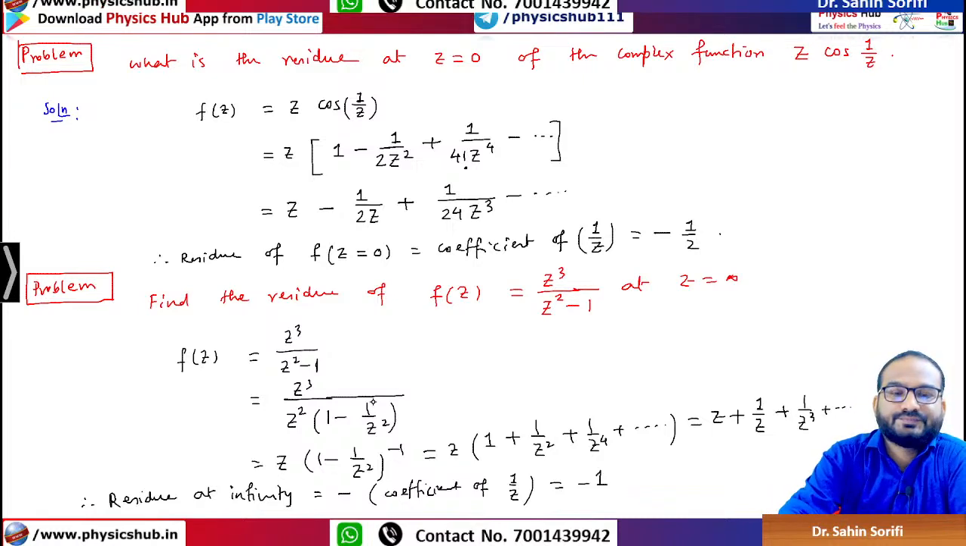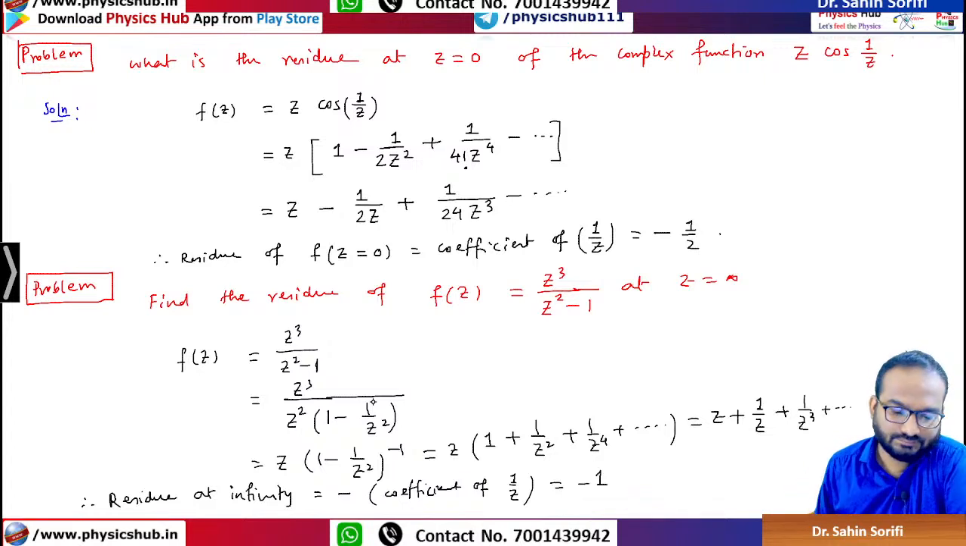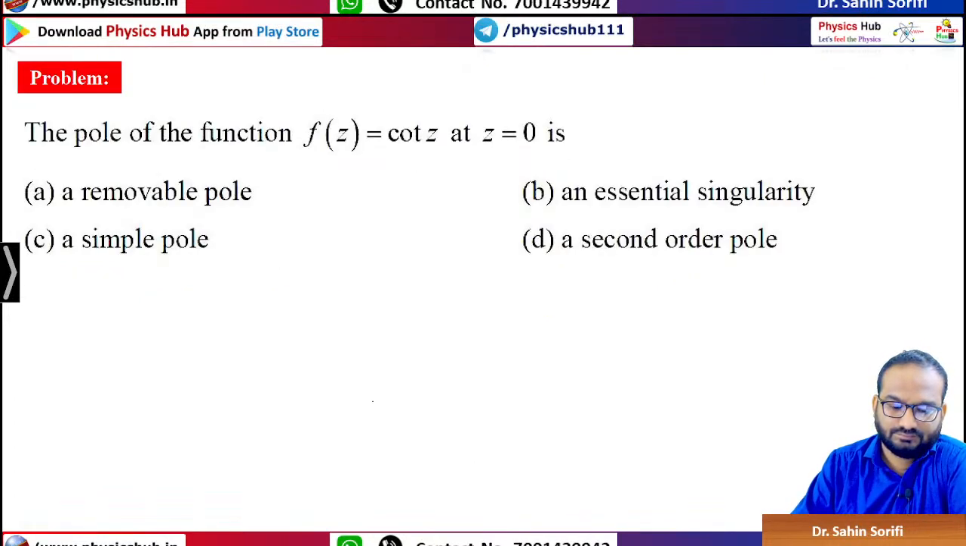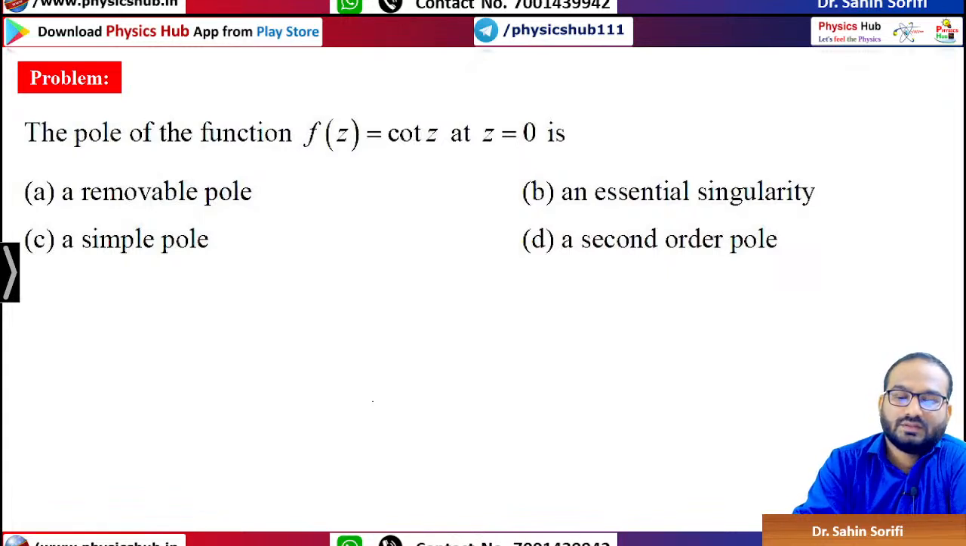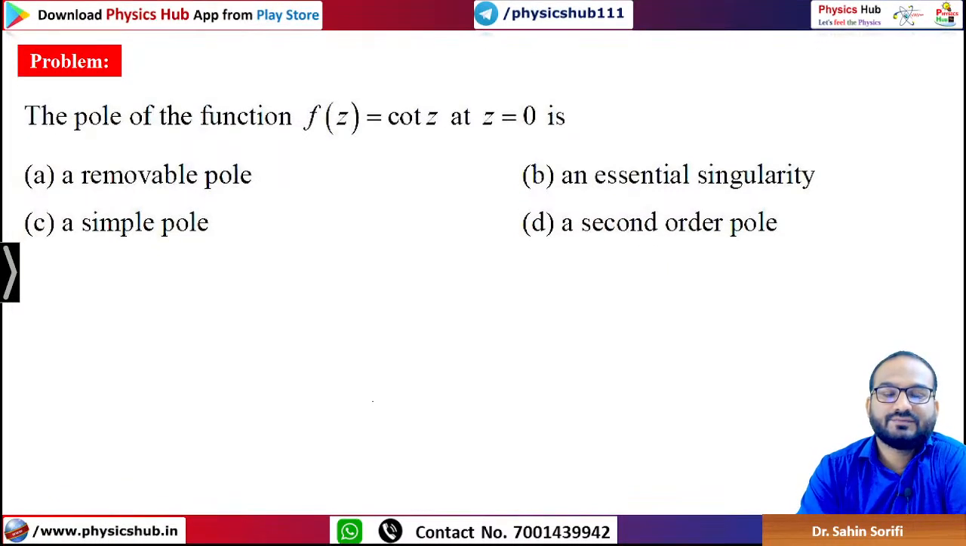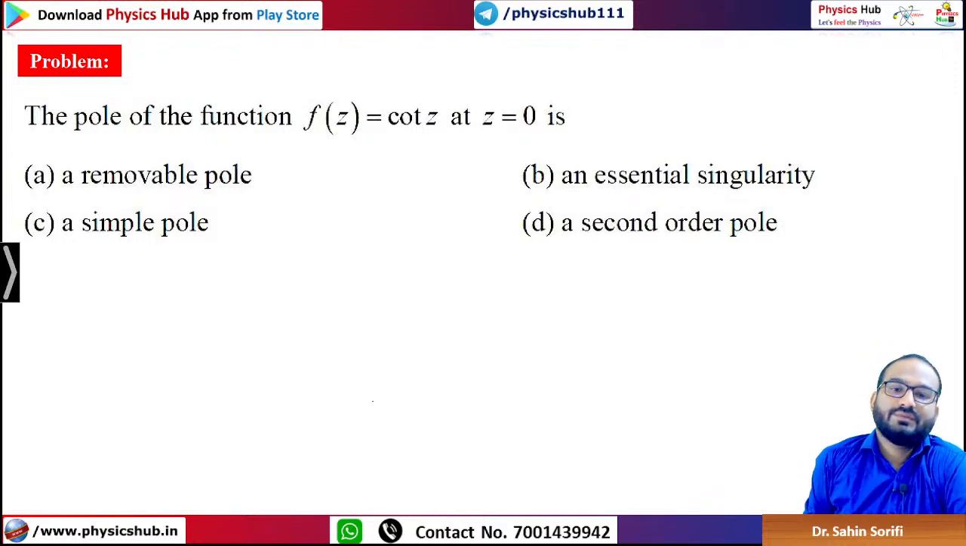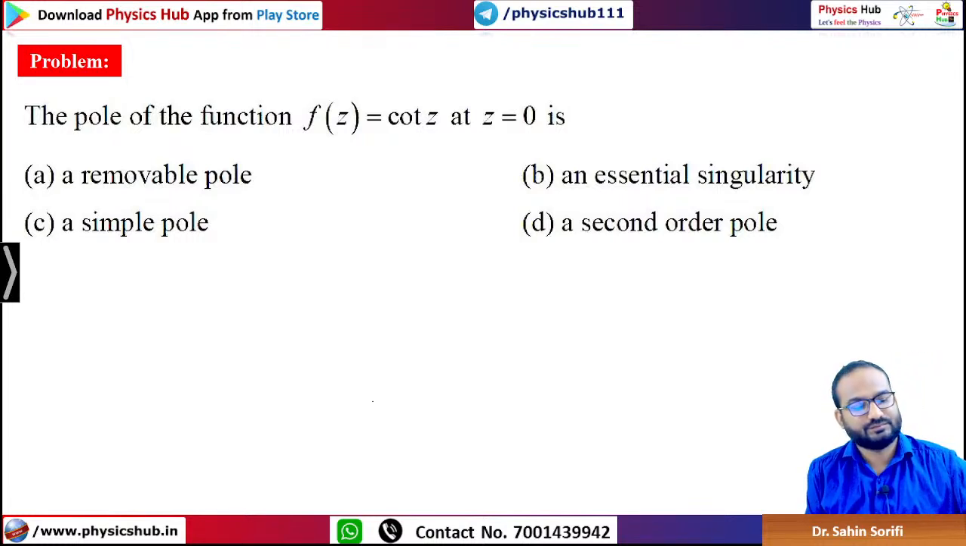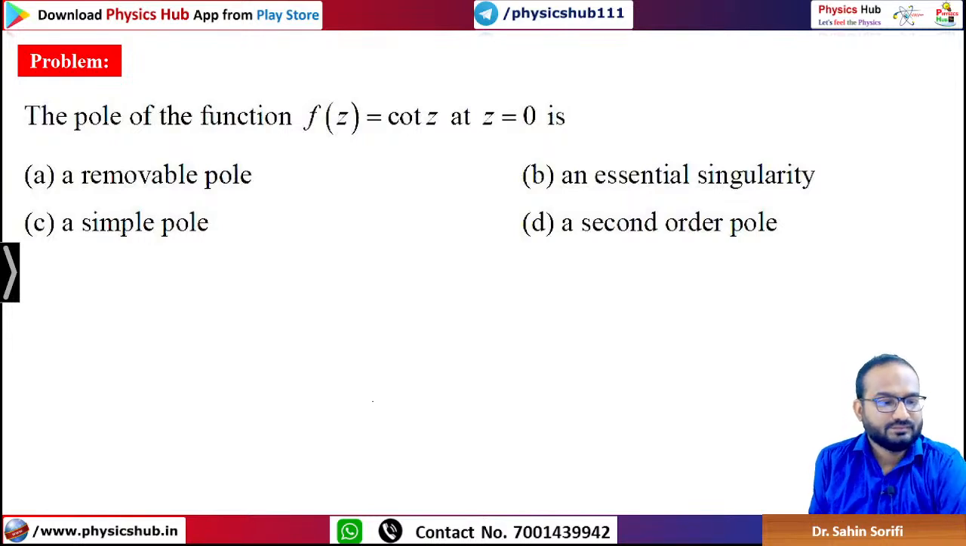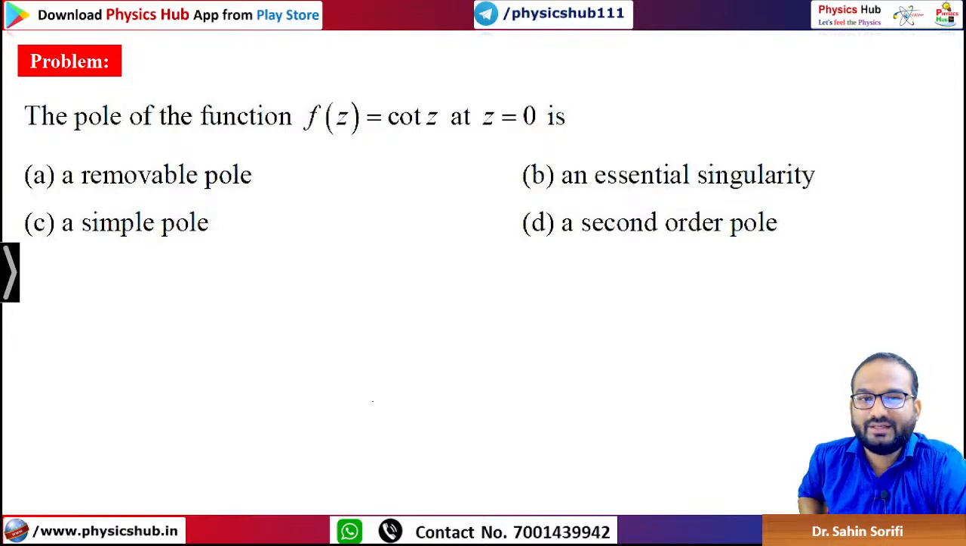Let's solve this problem. The function f of z equals sin z by z has a pole at z equals 0. Is it a removable singularity, essential singularity, simple pole, or second order pole? What did I tell you about how to find poles? Whatever function you have, set the denominator equal to 0. From that you can get the position of the poles.